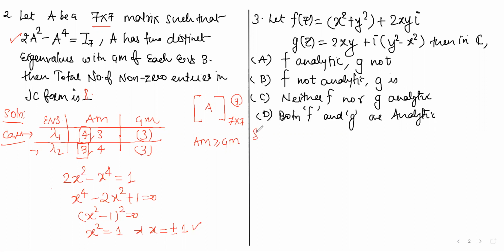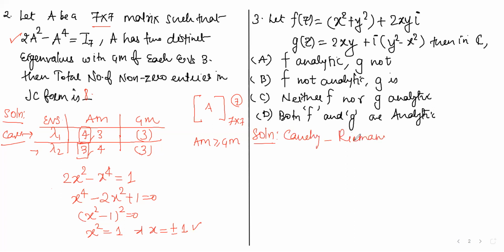We now solve number 3, and it has something to do with complex analysis. Here we have a function f of z to be x square plus y square plus 2xyi, and g of z to be 2xy plus i times y square minus x square. In the options, they want to know whether f is analytic, g is analytic, or none of them are analytic. To solve such problems, we basically recall the Cauchy-Riemann equations.